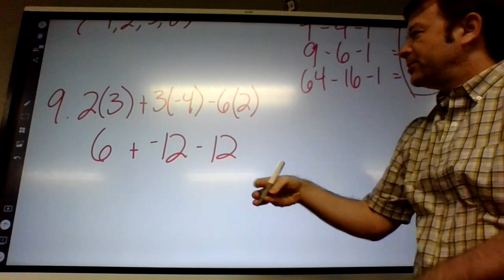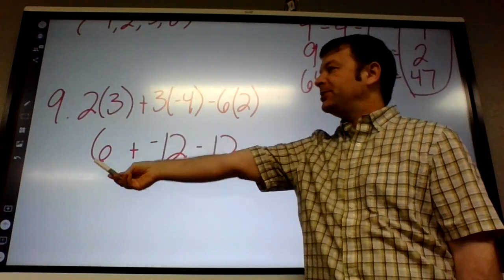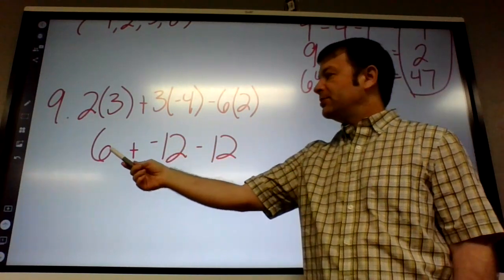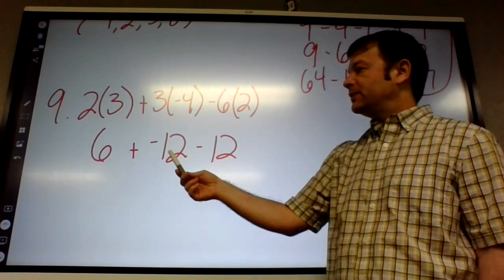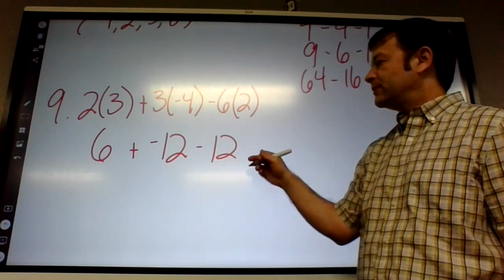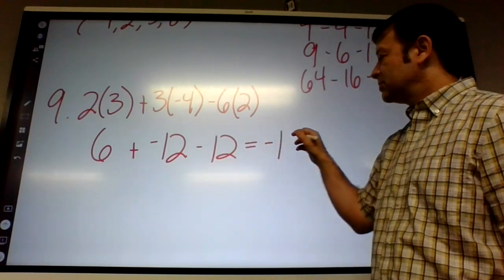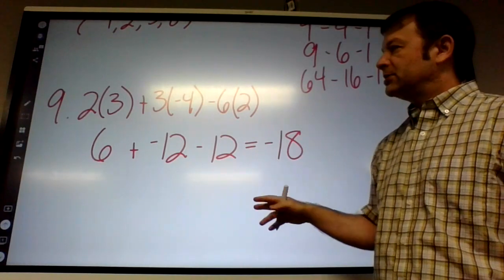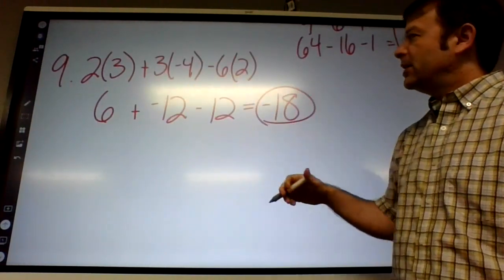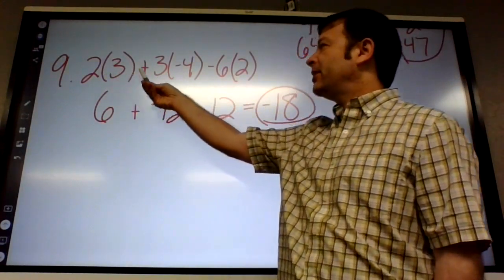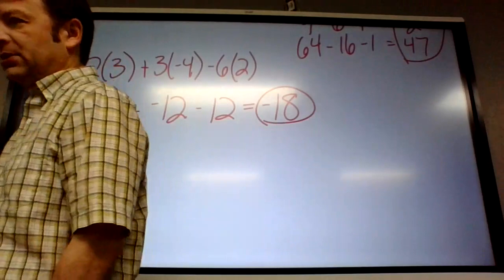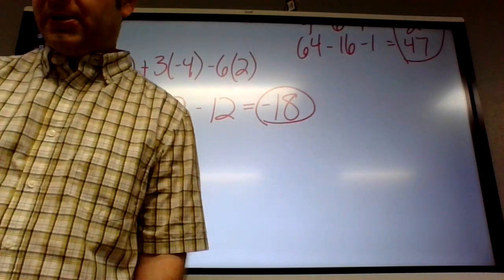Okay, so I multiplied first, 2 times 3, 3 times -4, -6 times 2. So 6 plus -12 is -6, minus 12 is -18. If you just plug this in your calculator, it should work fine. Calculator can do order of operations.